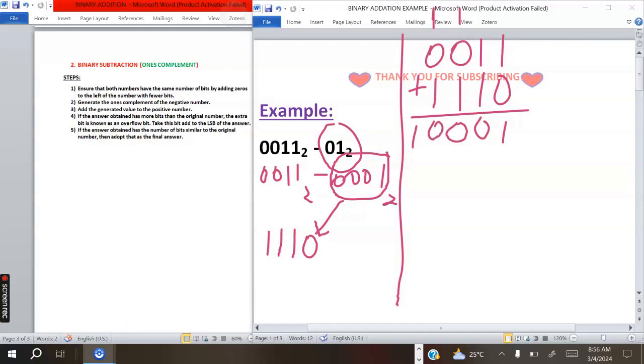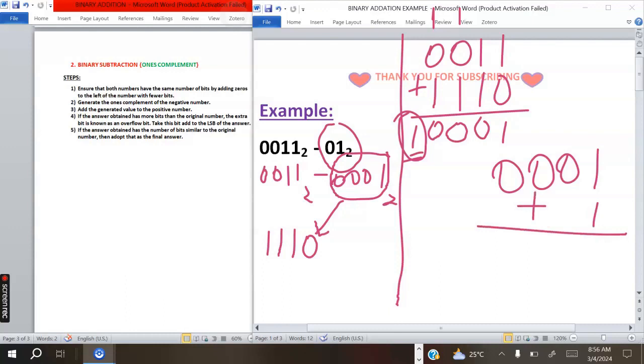Now that one takes us to rule number 4. If the answer obtained has more bits than the original number, the extra bit is known as the overflow. So this is our overflow. Now you take this one and add it to the bits. So I will take this one and add it to 0, 0, 0, 1, the answer that we had in our previous case on the top here. Then you add with the overflow.